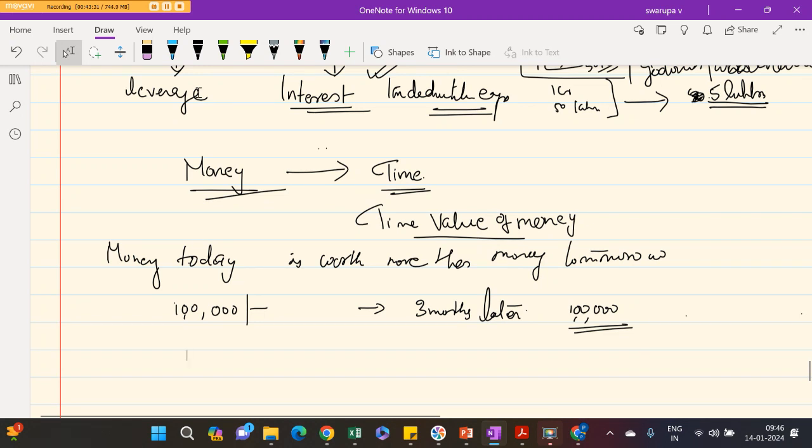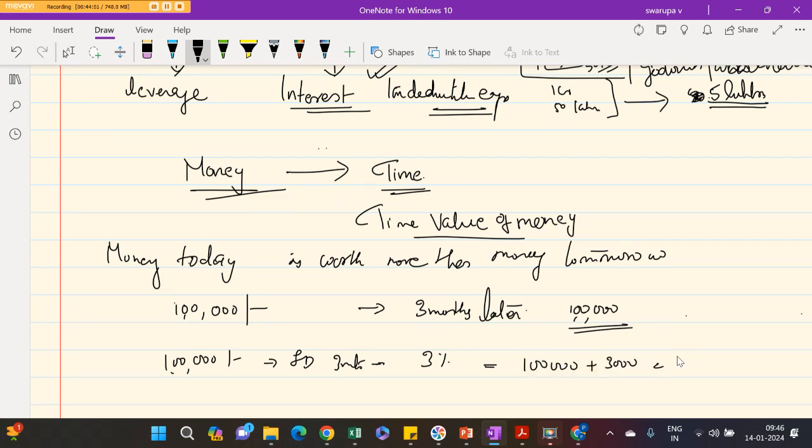Now, we will see whether it is the right decision or not. 1 lakh, if you get today, you can put it in a simple FD. Okay, FD for 3 months. You assume the rate to be 3%. At the end of 3 months, it will be 1 lakh plus 3,000. It will be 1 lakh 3,000. But he is telling you after 3 months, he will pay you 1 lakh. Whether it is correct? No. You are losing out, right?